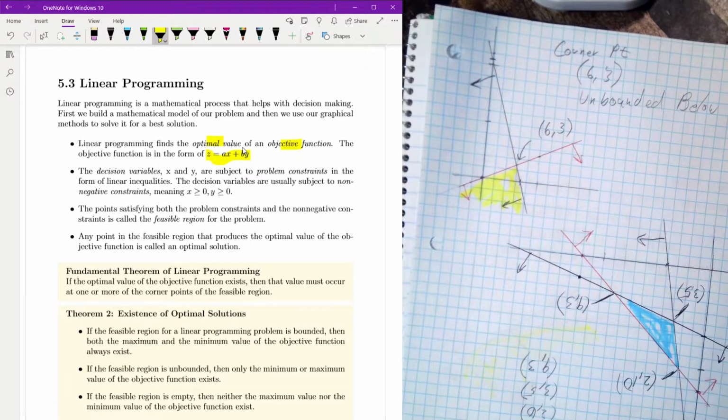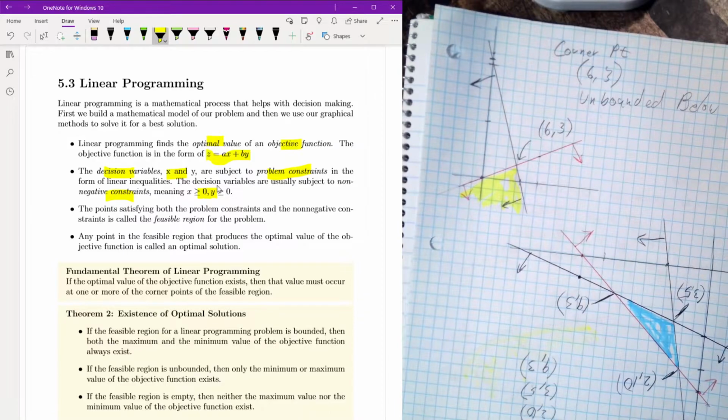Then we're going to have decision variables. Typically, the decision variables are going to be x and y. They're going to be subject to problem constraints, and these are in the form of linear inequalities. They're also going to be subject to non-negative constraints, so that's x and y are greater than or equal to 0. So we have decision variables x and y, problem constraints, which are linear inequalities, and then non-negative constraints.